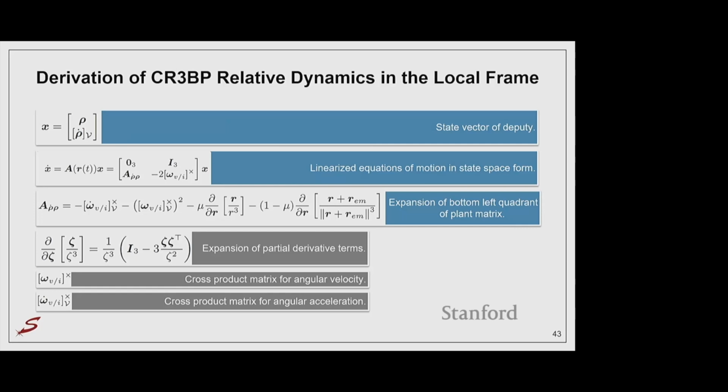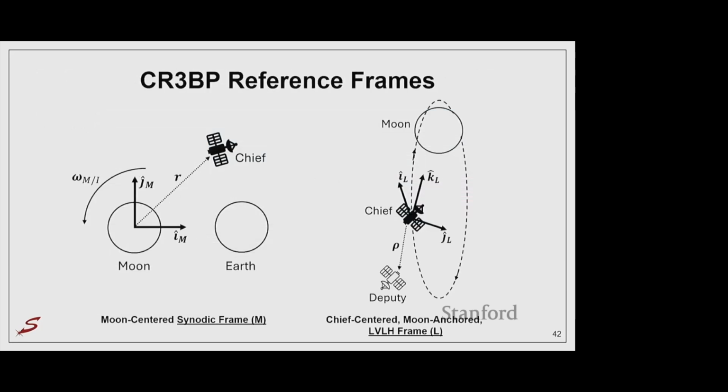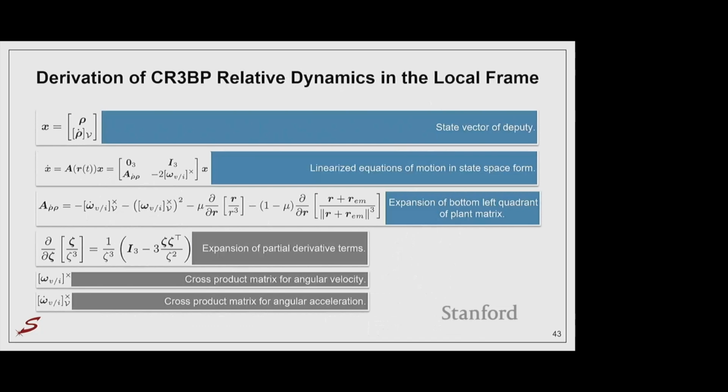So we're going to start off with the state vector of our deputy, which is just this row here, the relative distance in the local frame with respect to the chief. And then we're able to derive a set of linearized equations of motion in state space form, which I've expanded out here, where you can see some familiar terms related to the gravitational forces exerted on the spacecraft from the moon and from the Earth.